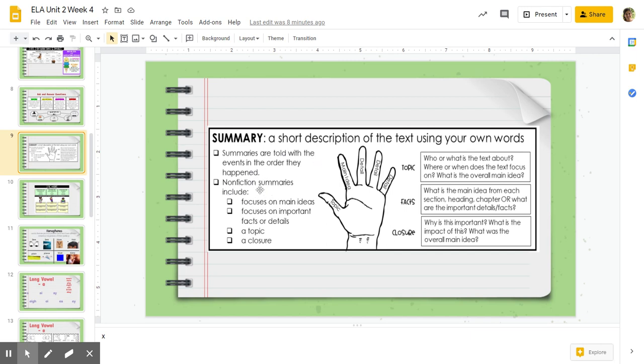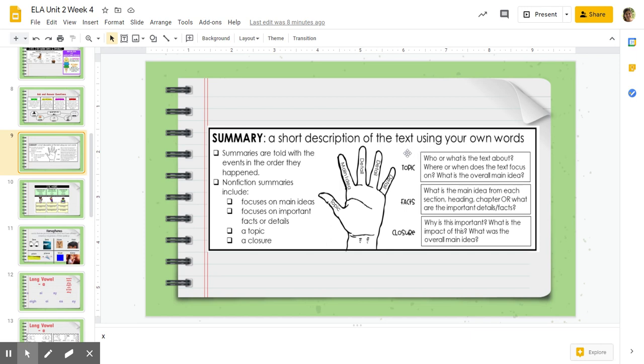Nonfiction summaries include focusing on the main idea, focusing on important facts or details, those supporting details, having your topic, and having a closure. And we look at this hand diagram. We did this in class too. Make sure you have all 5 of these things.